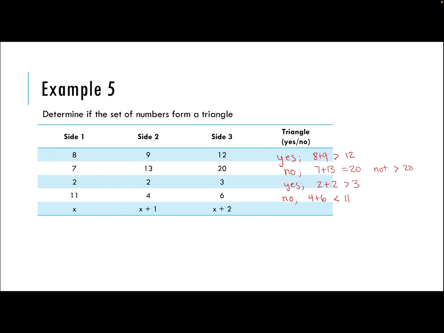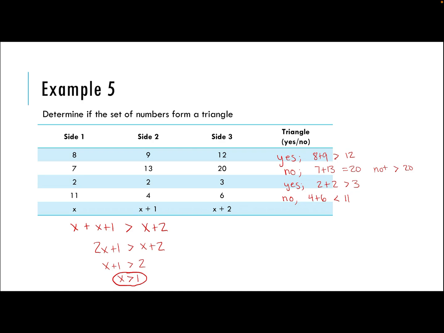And the last one is, what if you just had three unknown sides based upon some side x? What we know to be true is that x plus x plus 1 has to be greater than the largest side, which is x plus 2. So 2x plus 1 needs to be greater than x plus 2. If we subtract x, we get x plus 1 is greater than 2. If we subtract 1, we get that you can have a triangle given x, x plus 1, and x plus 2 as long as x is greater than 1. So if you use 2, 3, 4, or 1.1, for instance, all of those values will work. All right, so that's the triangle inequality.